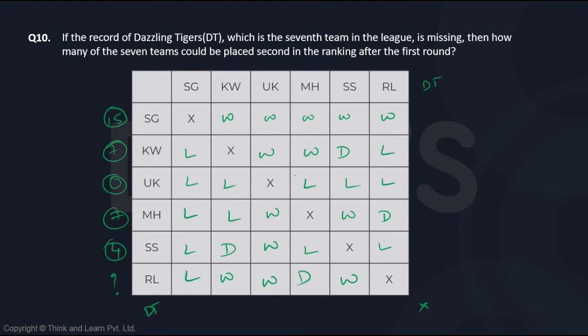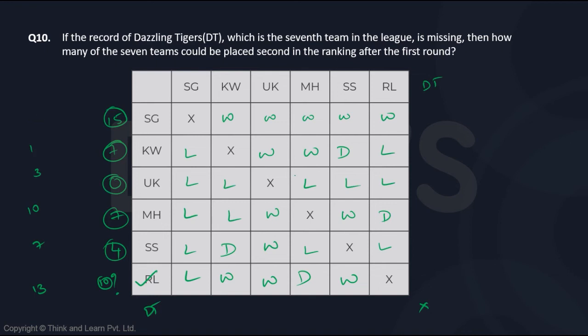Now, if DT loses all matches, clearly SG will get 18. And your RL is already 10. So 10 will become 13. And everything else will increase by 3. So this is 10, 3, 10, 7. So RL can become second. Correct? Simple. Now, if DT wins all the matches, so let's take another scenario.